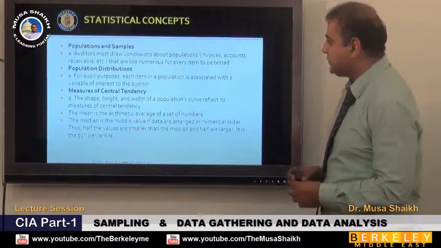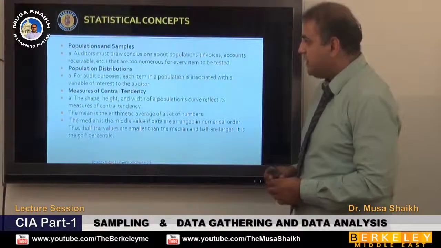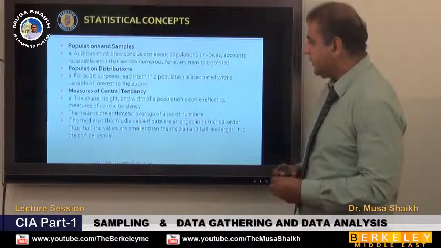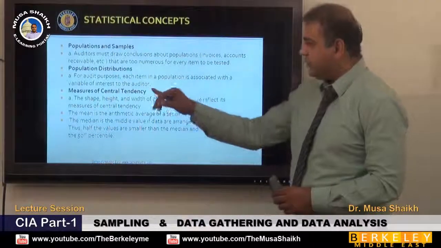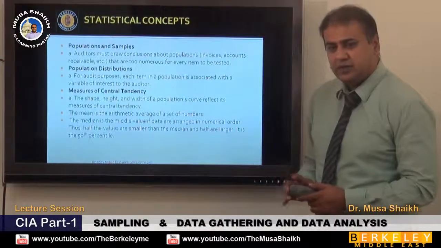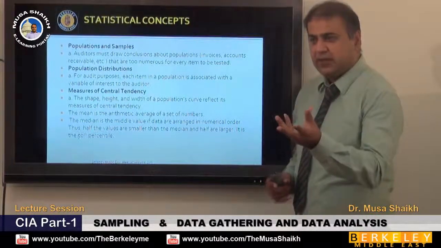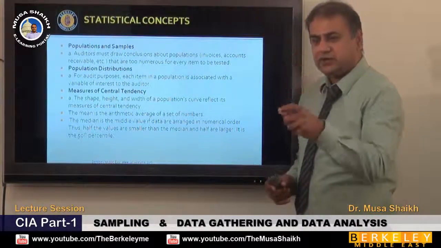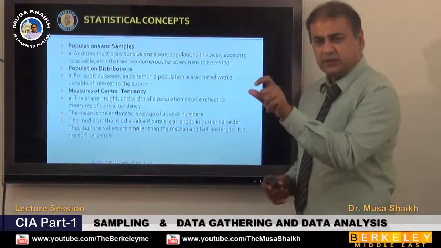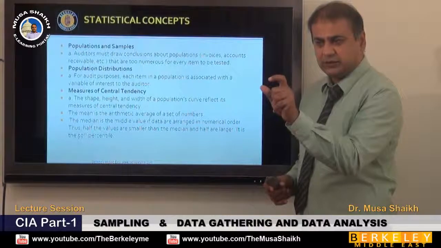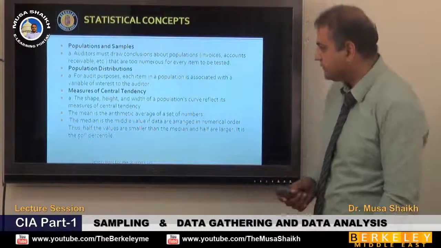The auditor must draw a conclusion about the population: invoices, accounts receivable. Population distribution for audit purposes: the population is associated with the variable of interest to the auditor. Then you have to make a distribution, like in stats we make a frequency distribution, how many of this age to this age, or how many passed high school. So we make one distribution about that.